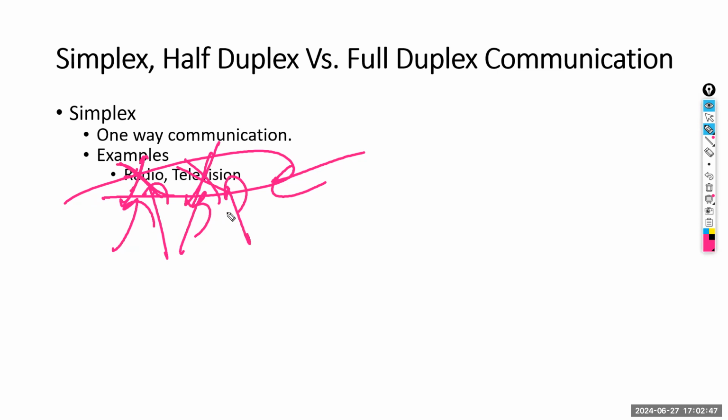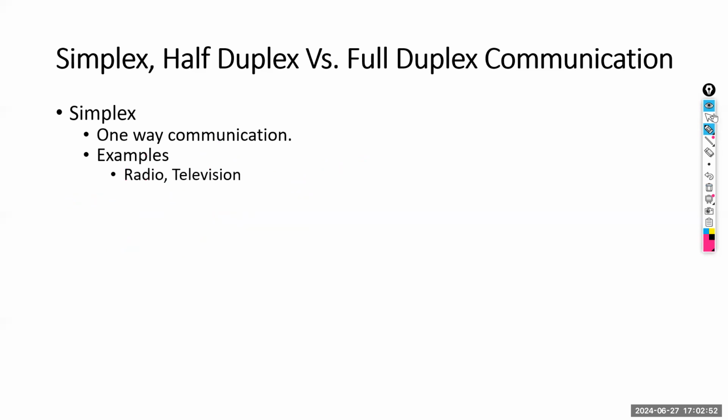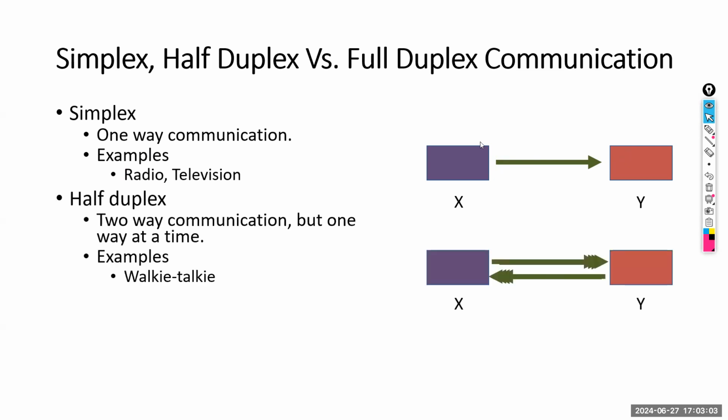So therefore, simplex is getting less and less used these days. But anyway, that is called what? Simplex communication, one-way communication. The second approach is called half duplex. That is an improvement. It's a two-way communication, but one way at a time.